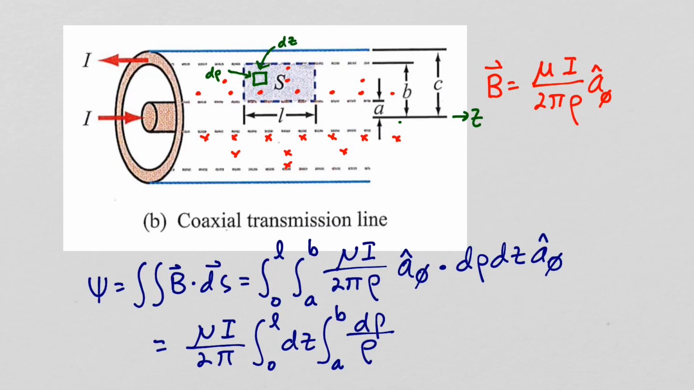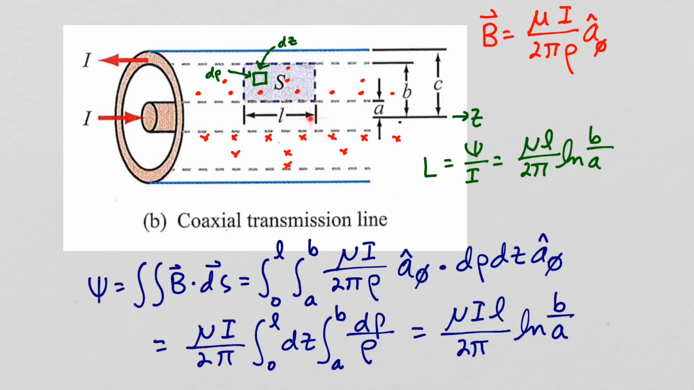The integral of d rho over rho from a to b will just be the natural log of b over a, and the integral of dz from 0 to L will just be L. So here we have the total flux associated with this segment of length L, and in this case the flux will be the same as the flux linkage. So to get the inductance for this length L of our coaxial cable, we divide our flux by our current I, and here's the expression for that inductance.